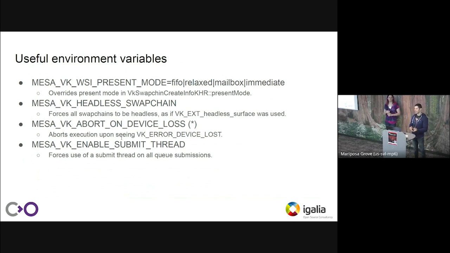We have MESA_VK_ABORT_ON_DEVICE_LOSS. This might be useful for application developers. The idea here is that the moment you get the device loss error, everything that comes after that is undefined, so you can get all kinds of artifacts and weird error messages, and you may lose track of where all that started. So with this, you will get the implementation to abort immediately, and you can say, oh, okay, this is the place where things started to go wrong, and you don't get distracted by all the trash that comes after that.